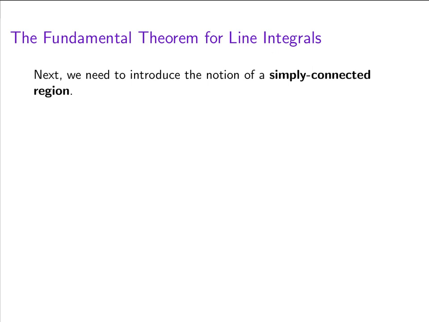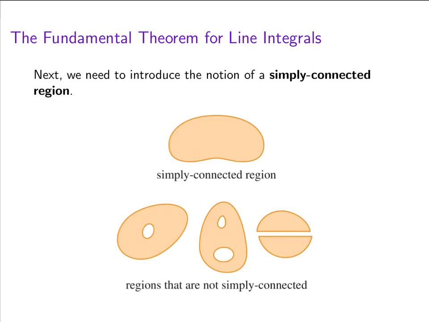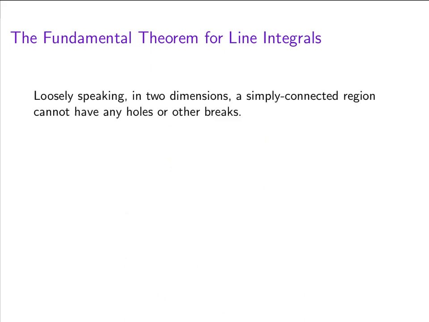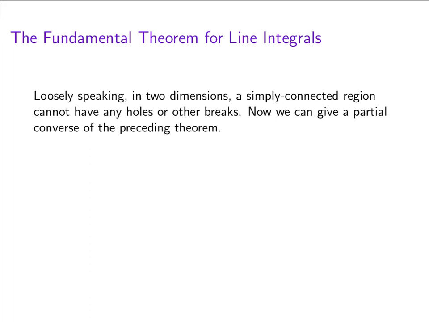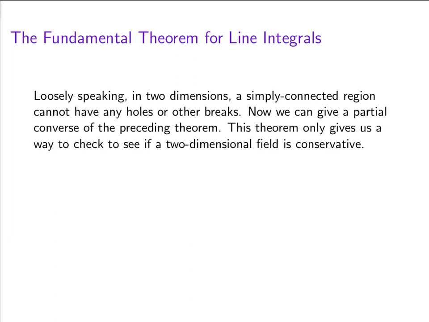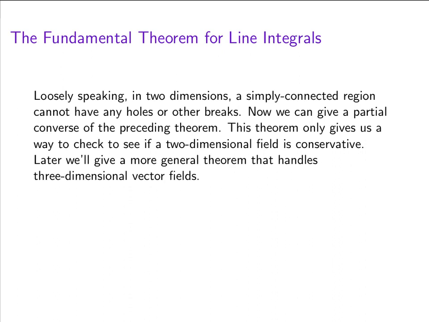Next thing, let's introduce the idea of a simply connected region. All right, so here's some pictures showing simply connected regions and non-simply connected regions. Now, as a loose way of thinking about it, at least in 2 dimensions, a simply connected region should not have any holes or other breaks in it. Now we are in a position to give at least a partial converse of the preceding theorem. Now this theorem is only going to work for 2-dimensional fields. Later on, we'll talk about how to handle 3-dimensional vector fields.